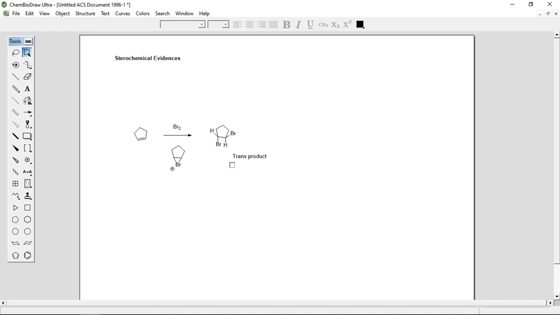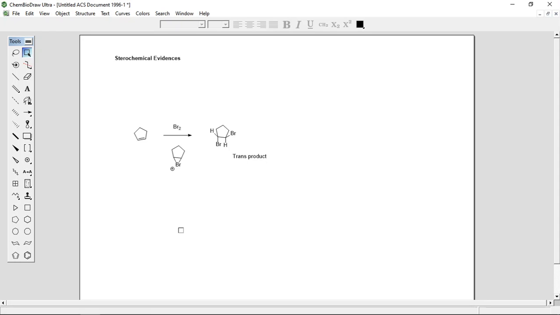First, the Br2 molecule reacts with the double bond and generates a carbocation. Then bromine, having a lone pair, attacks that carbocation and generates the cyclic bromonium ion intermediate. Then another Br attacks from the backside, or bottom side, and it opens the ring. That's why here you are getting this trans product. So it is not a direct addition.